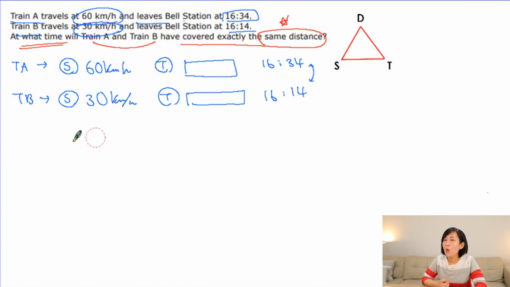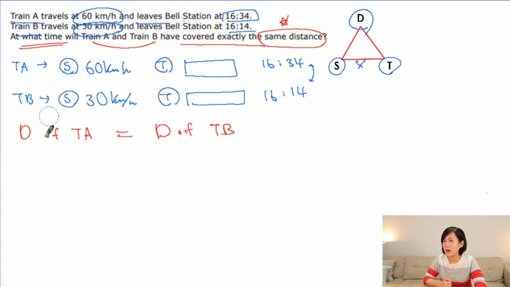Now, one very important thing about this question is the same distance. That means the distance of train A is the same as the distance of train B. This is the key point for our question. Then let's calculate the distance of train A. Distance is speed times time. So now speed is 60, then time we don't know. That's why I want you to put the time as x.